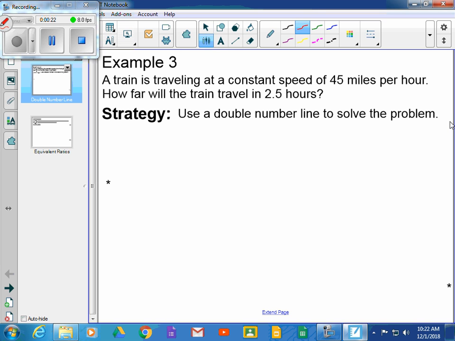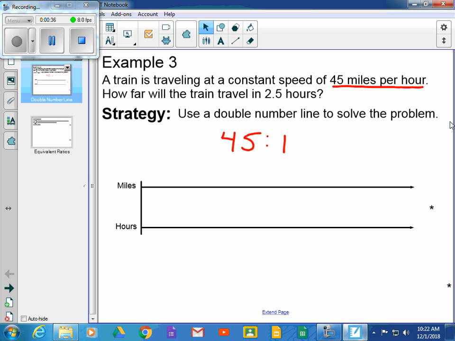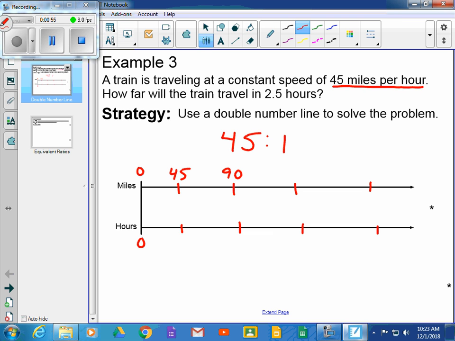I'm going to think of a ratio from the rate 45 miles per hour in order to set up my double number line. That ratio is 45 to 1. Now if I create my double number line, my top number line represents miles and my bottom number line represents hours. I start by matching zeros and matching tick marks. The miles number line is going to increase by 45. And the hours number line is going to increase by 1.